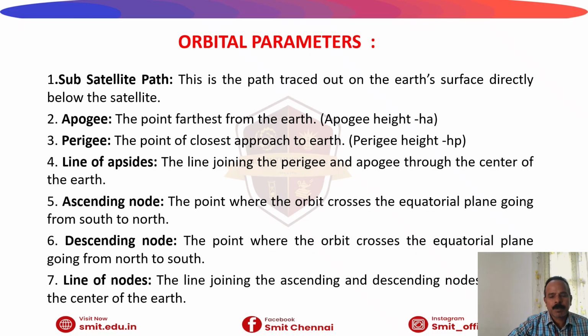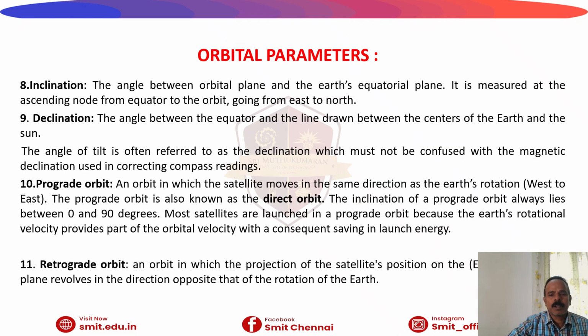Then the next important parameter is called the line of nodes, which is nothing but the line joining the ascending and descending nodes via the center of the Earth, which is also an important parameter in deciding the position of the satellite. The next one is the inclination. The inclination is very important with respect to the satellite as well as the Earth position. It is nothing but the angle between the orbital plane and Earth's equatorial plane. It is measured from the ascending node, from the equatorial plane to the orbit that is governing the satellite, going from east to north direction.